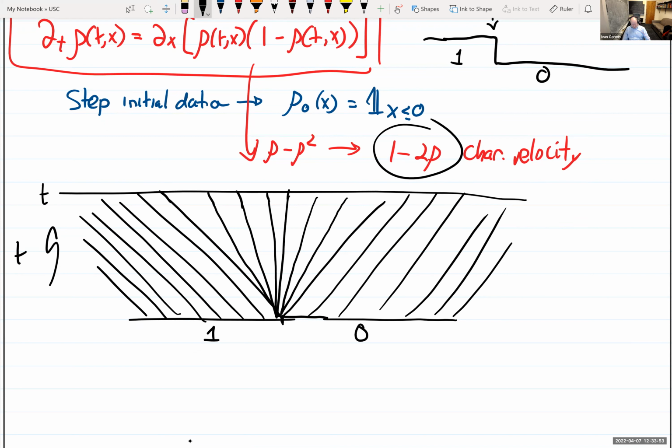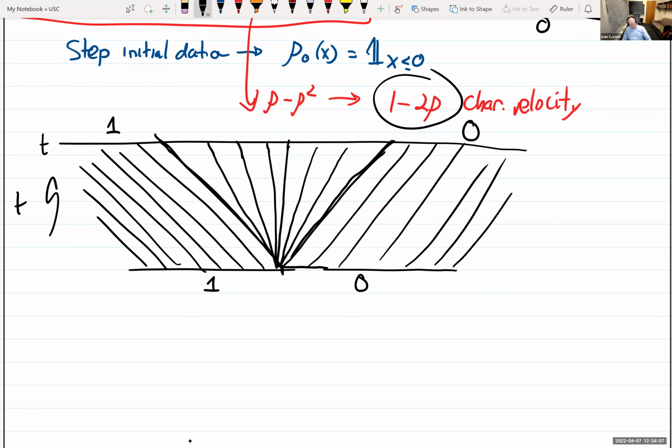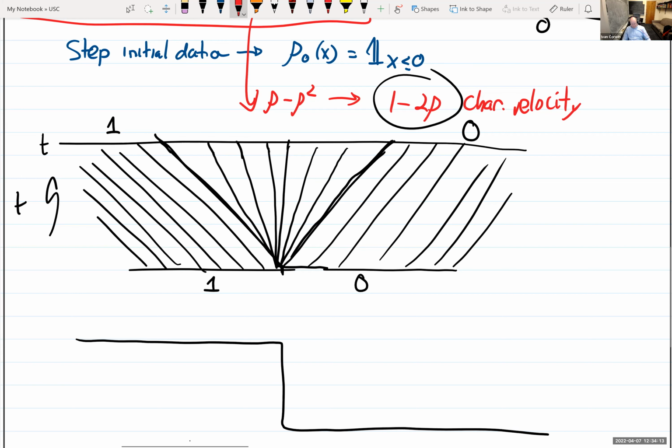So what you'll see then is, here the value will still be 1, here it will still be 0, and then there'll be a transition between 1 and 0 at the edge of the rarefaction fan. And if you just think about it for a moment, you see that the transition will be linear. And that has to do with the fact that the characteristic velocity is linear. So if I look, say, at a later time t, my solution will have evolved to look like this, between minus t and t.